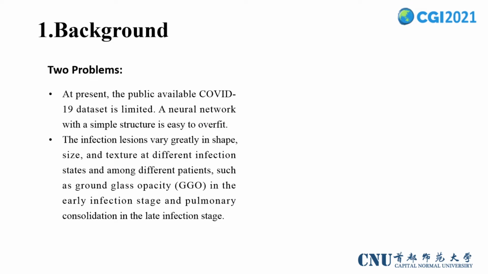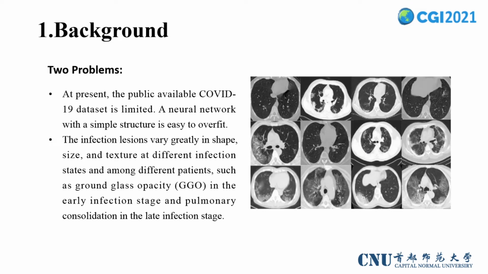However, there are still difficult problems with the segmentation of the lesion area of COVID-19. First, at present, the publicly available COVID-19 dataset is limited. A neural network with a simple structure is easy to overfit.